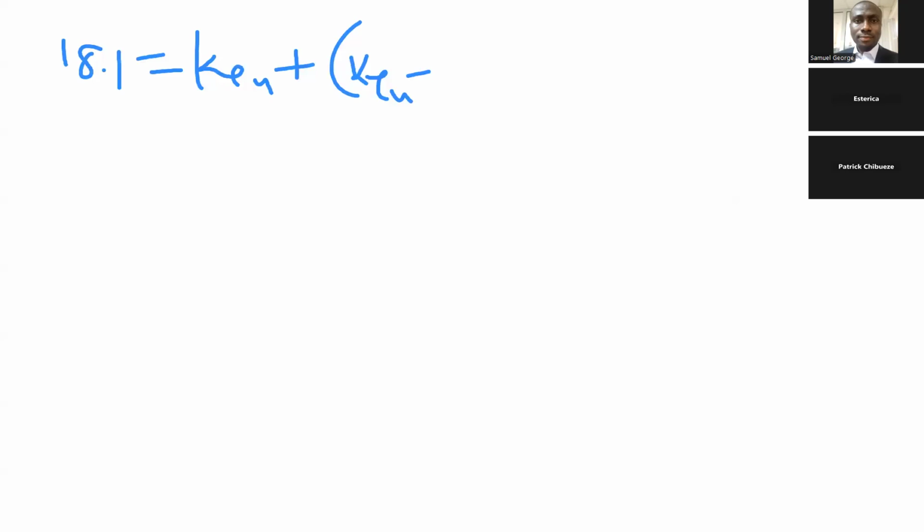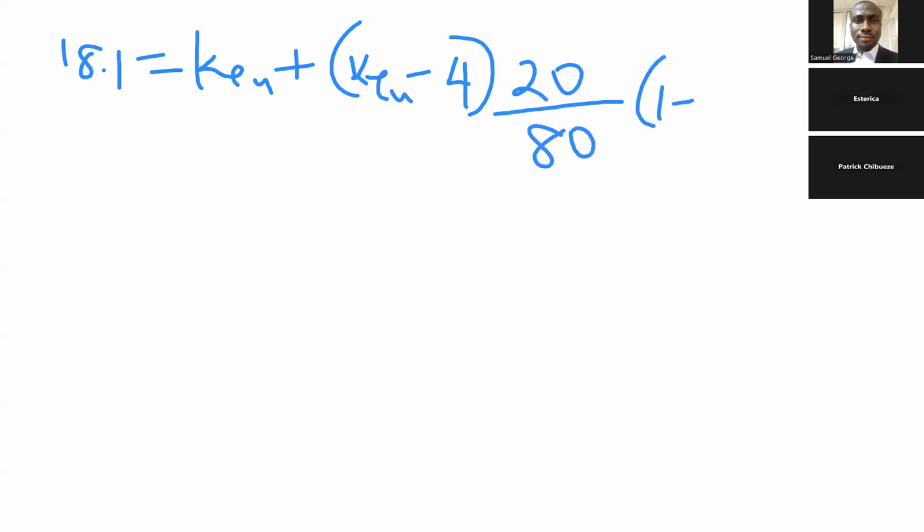So we are free to use the risk-free rate as the cost of debt of the proxy, which is 4%. What is the value of debt of this proxy? It is 20. Value of equity is 80. Times 1 minus tax. What is the tax rate? Tax is 20%. Good.